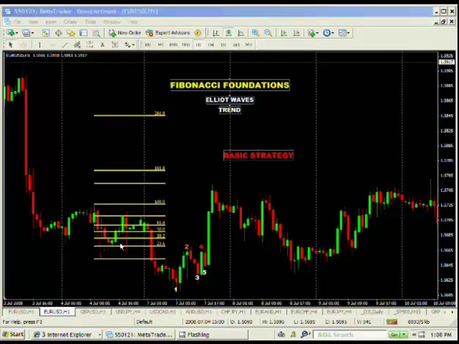So now that we have the basic strategy down, next we're going to talk about the nuances and more about trading inside of the 50 and 61.8% range, the little nuances of Fibonacci and how it actually moves. So I'll see you in the next segment.